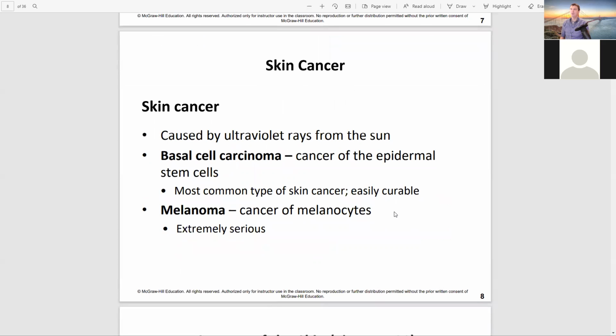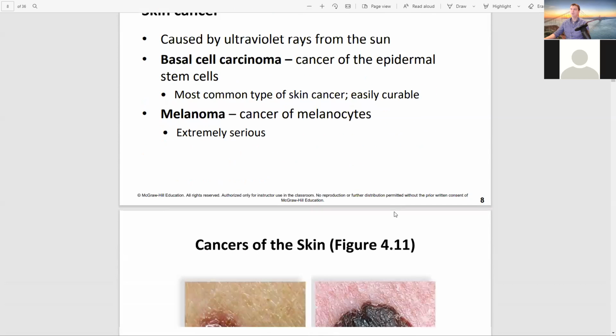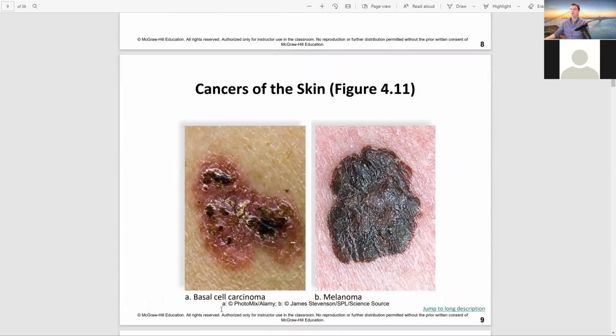So skin cancer is caused by ultraviolet rays from the sun. And so we're going to talk about two different types of cancer. We have basal cell carcinoma, which is cancer of the epidermal stem cells. This is one of the most common types of skin cancer and is easily curable. And then melanoma is cancer of the melanocytes, which is extremely serious. And so here's an image here showing basal cell carcinoma on the left and melanoma on the right.